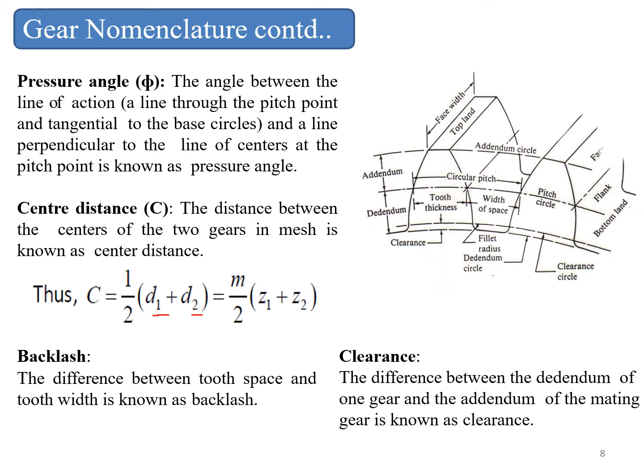Now backlash: the difference between the tooth space and the tooth width is known as backlash. Here in the diagram, this is the tooth width, that is the length of the tooth along the pitch circle, and this is the width of the space, that is the distance between the two teeth. So backlash is the difference between these two.